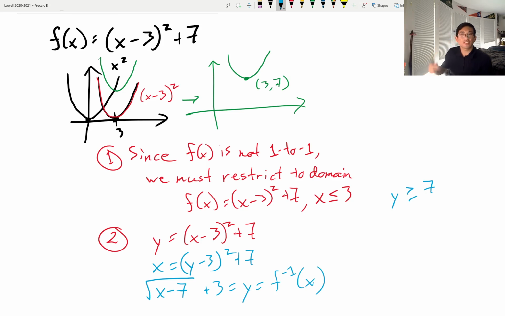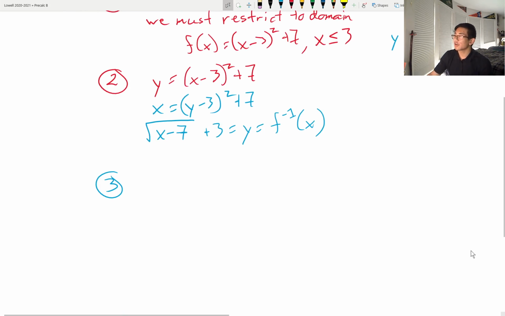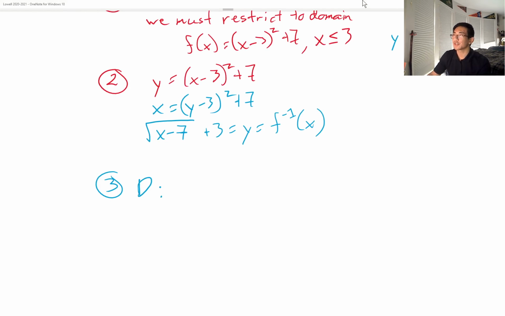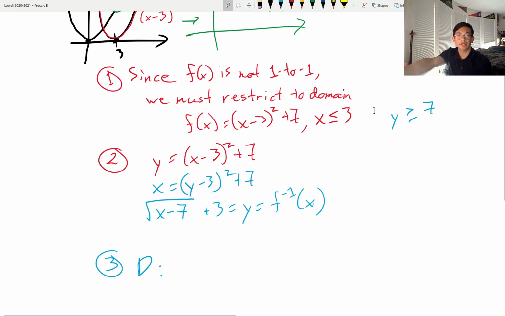Since it essentially just exchanges x and y, what was the original domain becomes the new range, and what was the original range becomes the new domain. And so for us, this means that our new domain for f inverse is what was the original range. So since the original range was y is greater than or equal to 7, this says our new domain is x is greater than or equal to 7.